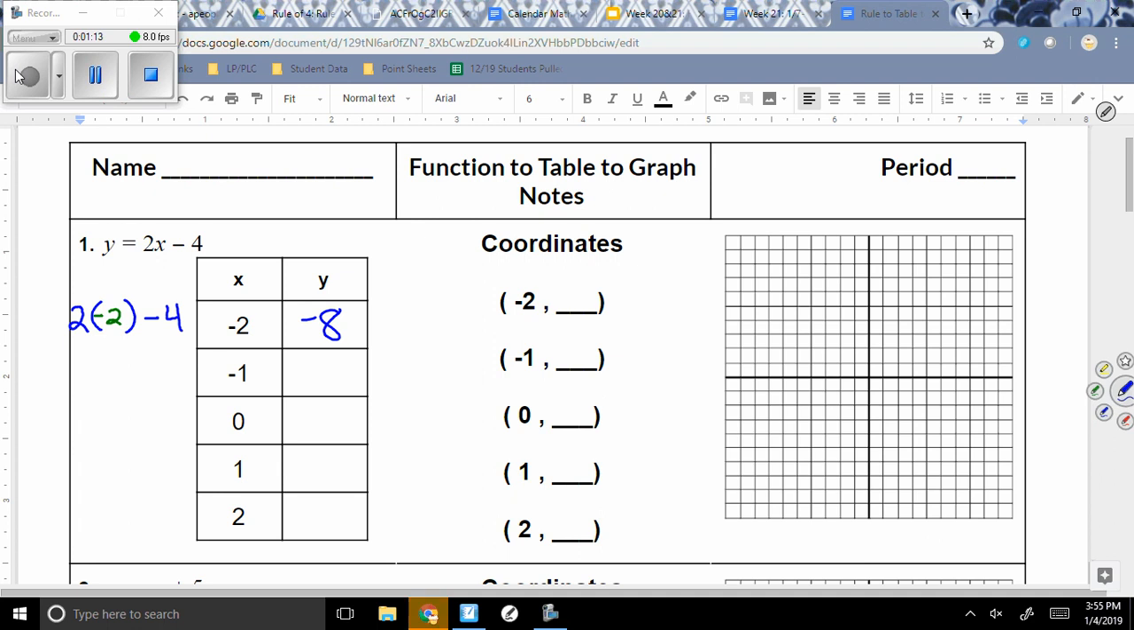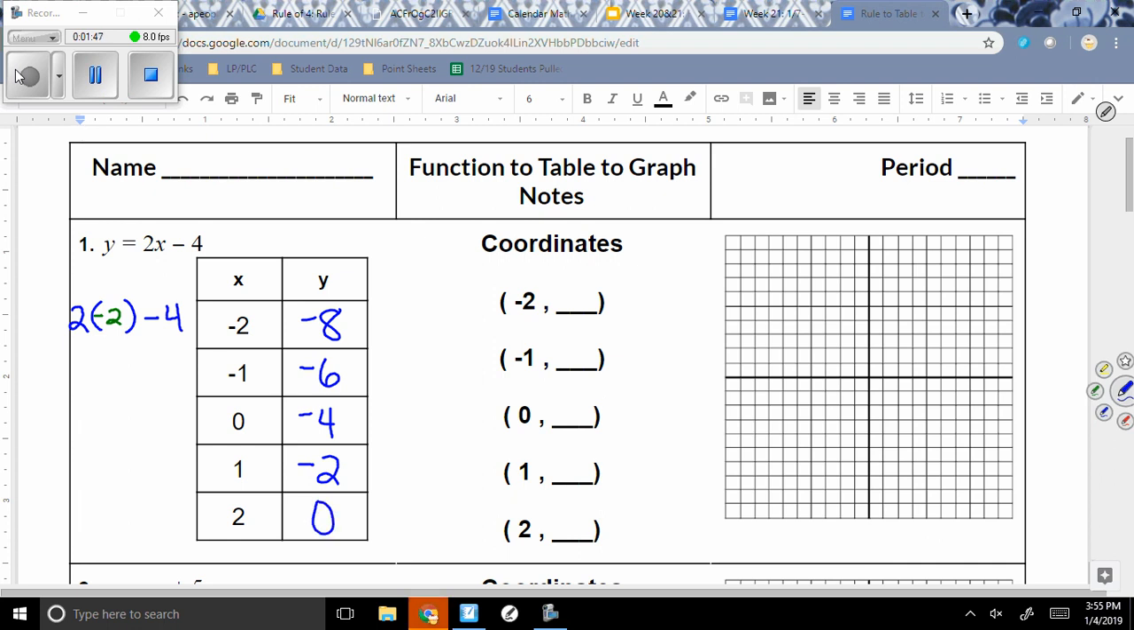Since I've seen that one for the first one, I don't need to write that work every single time. I can just use my calculator, and this time I'm going to be multiplying by negative 1. So I type in 2 times negative 1 minus 4, and I get negative 6. Next one, I type in 2 times 0 minus 4. I get negative 4. And then the last one, I put in a 1, and I get negative 2. And when I put in positive 2, I get 0.